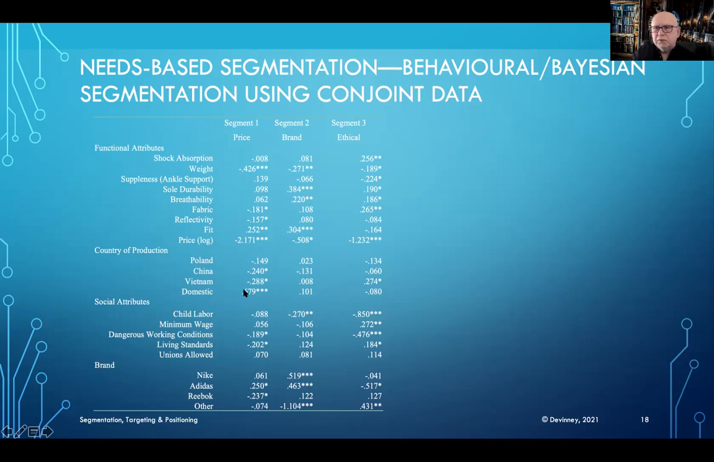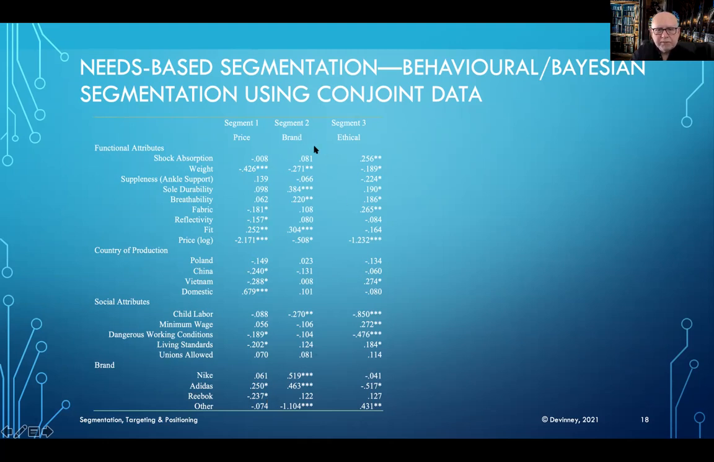You care to some degree whether it's a domestic product or not. You care about these things a little bit. The negative means that if the conditions are dangerous, then you're less likely to purchase it. This says, for example, if it's heavier, you're less likely to purchase it. Okay. And you care a little bit about brands. Here, in the case of Adidas, Reebok, you actually don't like.